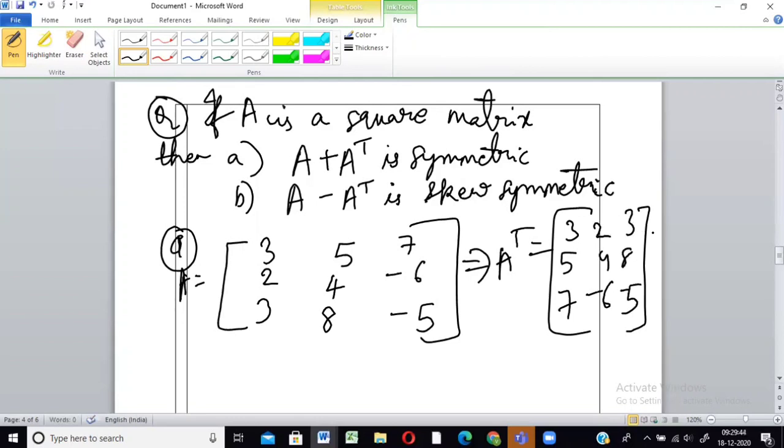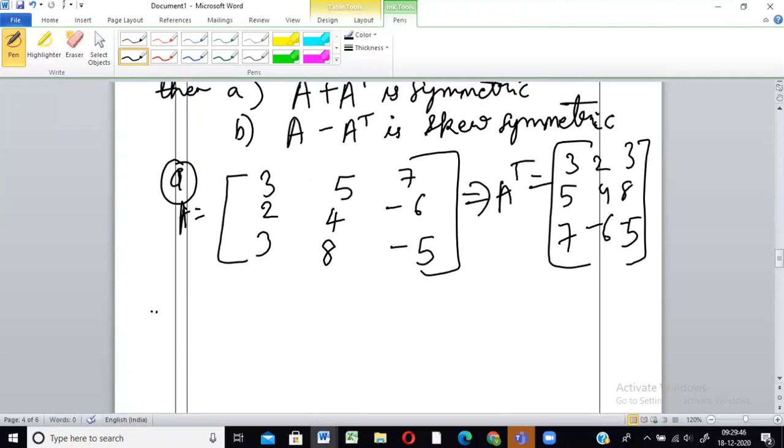Okay. Now the first one: A plus A transpose is symmetric. So let us find out A plus A transpose. Addition is always simple when it comes to matrices. It is just normal element wise addition. Unlike multiplication, where you first have to check the order and multiply the first row with the first column, addition is no problem, it's very, very simple.